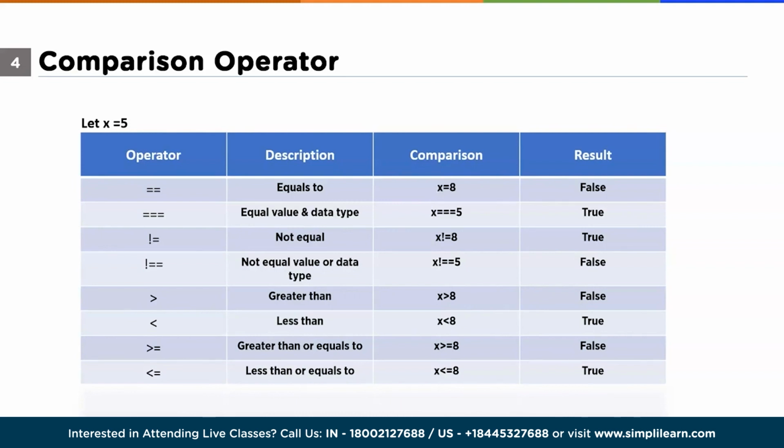I hope you remember from the previous video that a single equals to operator is an assignment operator. So if we are using a single equals to, then it will be considered an assignment operator. For comparison, we have to use double equals to. Keep this in mind whenever you are using any operator in JavaScript, especially the equals to operator. If you want to compare two values, you have to use double equals to, because single equals to is used to assign values. It is an assignment operator. So let's move on to the programming part now.